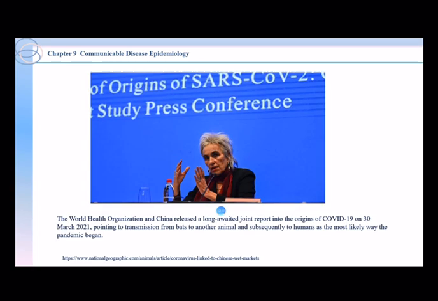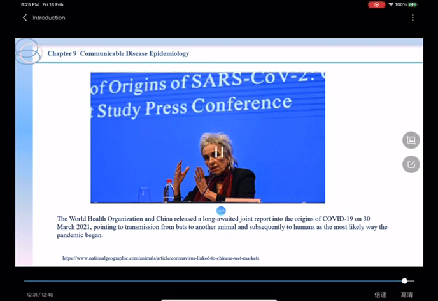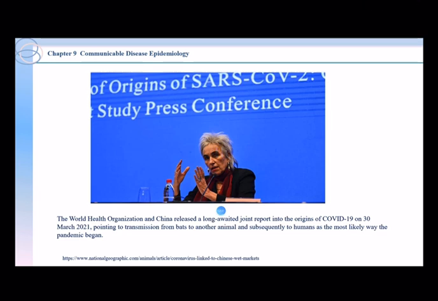As we know, WHO and China together released a long-awaited joint report about the origin of COVID-19 on 30 March 2021. This report says that transmission from bats to other animals and subsequently to humans could be the most likely way that the pandemic began.